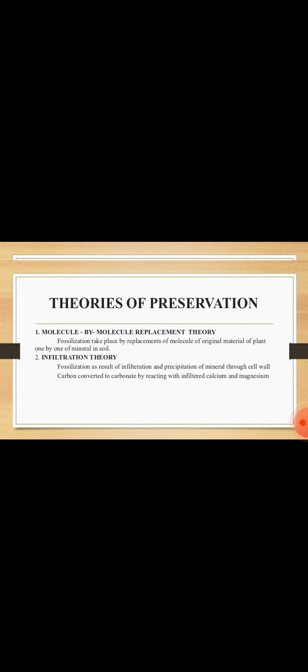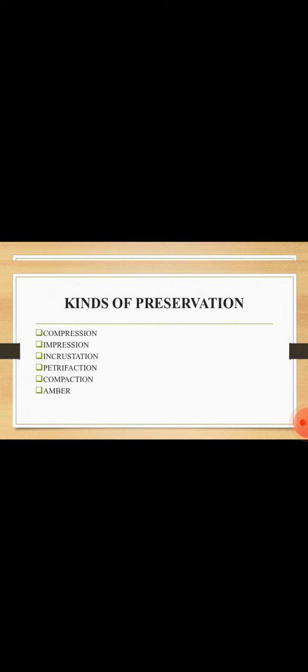The plants are preserved in the earth's crust in various ways. Various kinds of preservation require their own technique for study. According to the nature of fossilization, the fossils can be classified into the following types: compression, impression, incrustation, petrifaction, compaction, and amber. The first one is compression.